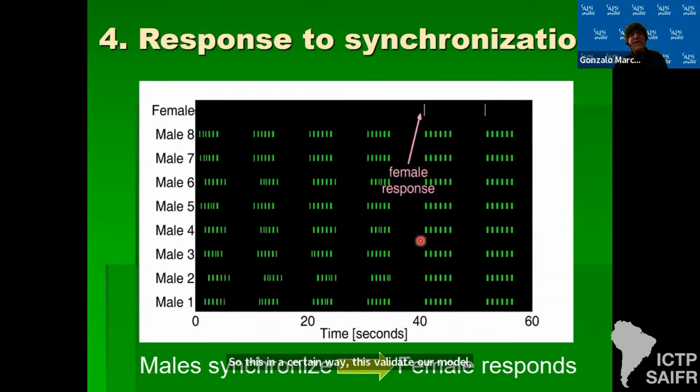And then we worked with some other situations that we can find in nature. So this is the same case, 8 males and 1 female, but here we don't work with a virtual male. We work with real males that can synchronize, and just before attaining complete synchronization, the female responds in such a way that the female anticipates the synchronization of the males. So here we have the response of the female and the signals of the males.